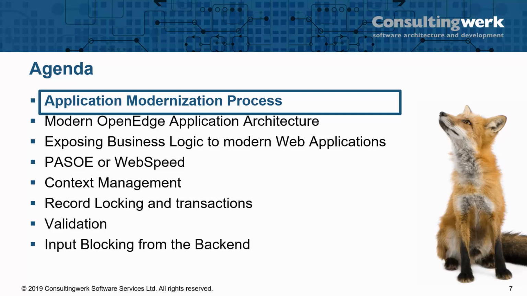Then I want to briefly talk about application architecture, what I believe is the right architecture for the OpenEdge part of a web application, and how business logic can be exposed to modern web applications. Well, a brief discussion about PAS OE or WebSpeed, but to keep that very short, for modernizing to modern web applications, classic WebSpeed is no longer an option. Progress retired that product. So every modernization approach going to the web should start with PAS OE, period, regardless of which OpenEdge version you're on right now.